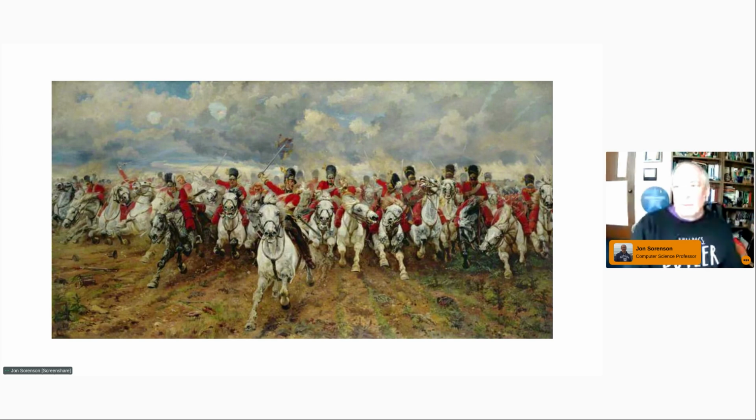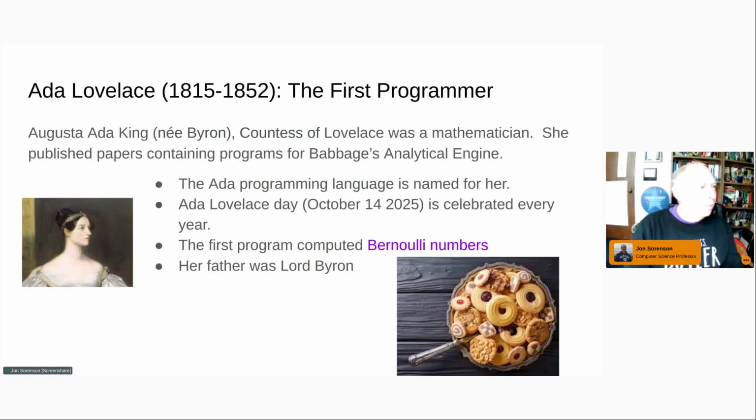So, all right, I promised Ada Lovelace. So let's talk about Ada. She lived at the same time as Babbage. She had poor health and did not live very long, as you can see here. But she is credited as being the first programmer. So Ada Lovelace was the daughter of Lord Byron. You may have heard of him. He was known for his writing and adventures.